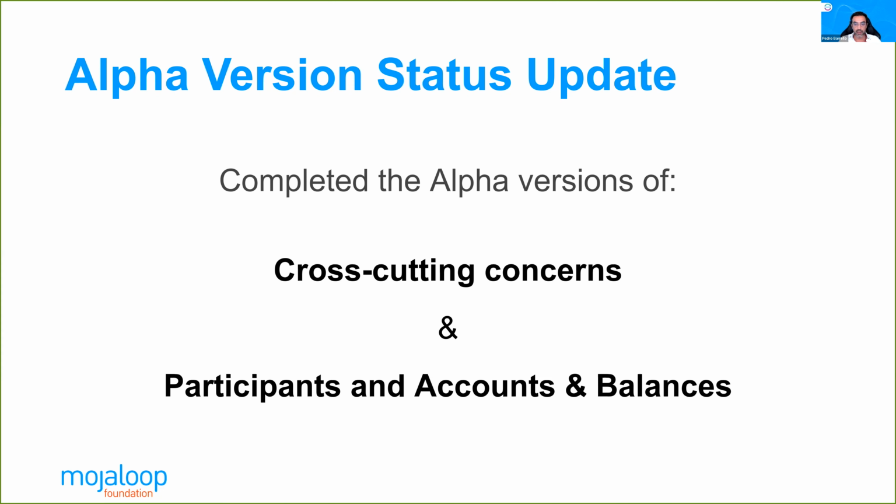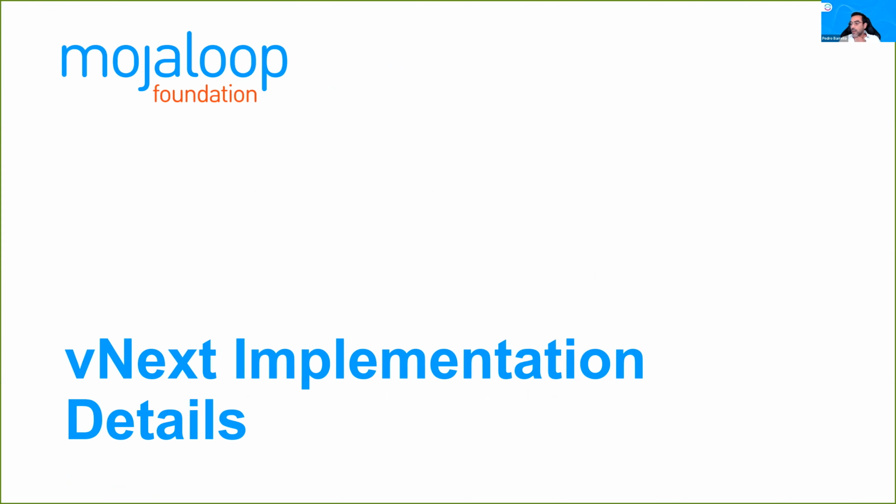So the quick status update for today is we have pretty much 90% of the cross-cutting concerns in alpha version, which means that they execute the most important functions, and this is really good news. And in the past month or so, we've been producing the participants and accounts and balances alpha versions as well. So today we have something that starts to resemble a system. It's not just technicalities. Okay, and now we'll go through some of the implementation details.